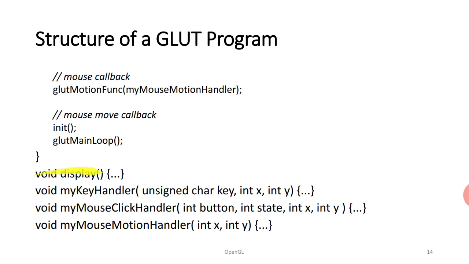Then this is the display function, which will have all the statements to draw the shapes on the screen. All these function bodies are written at the end. So this is the structure of a simple GLUT program.